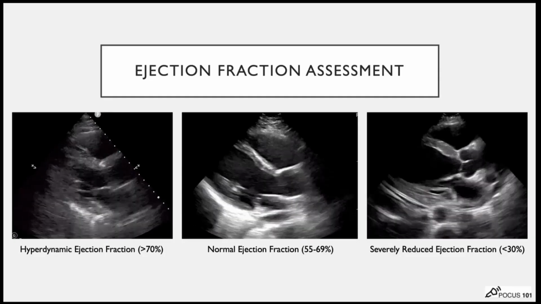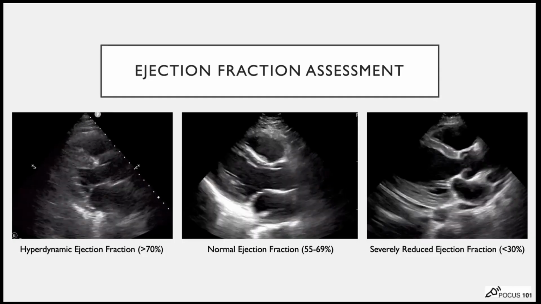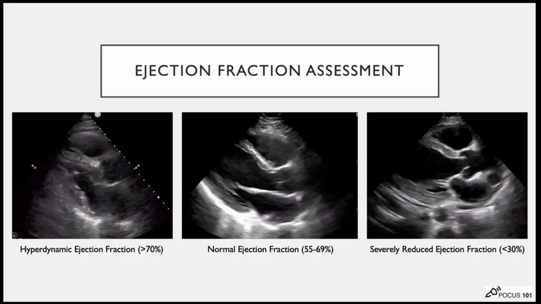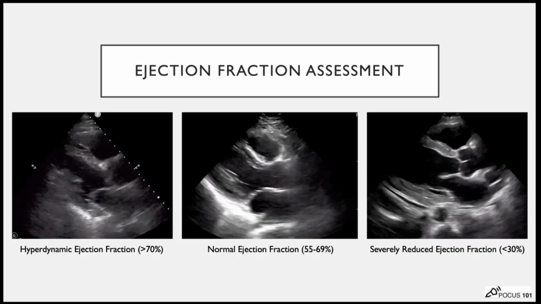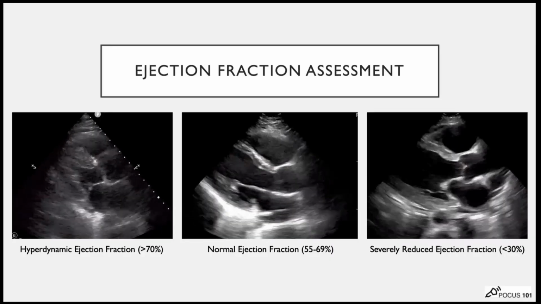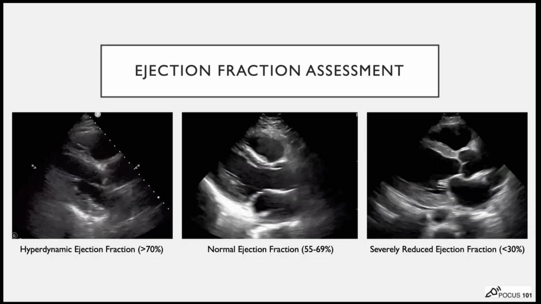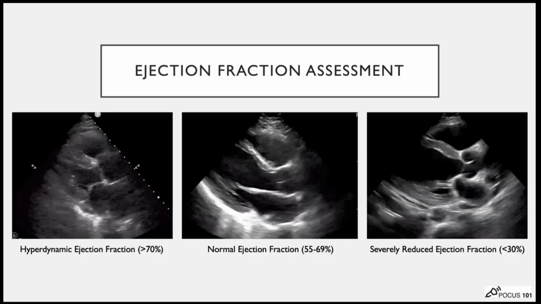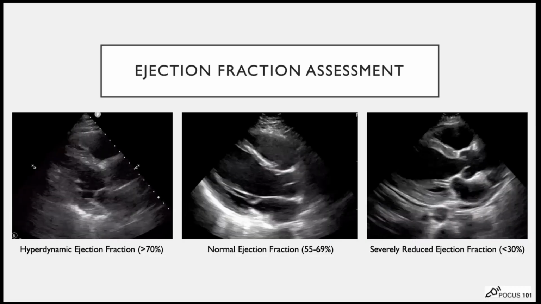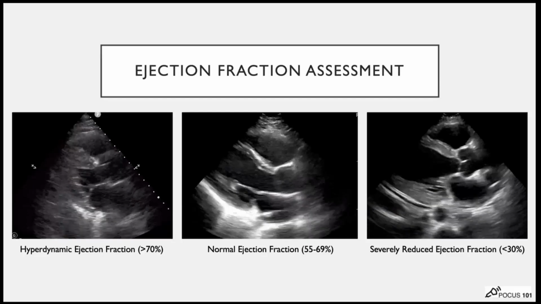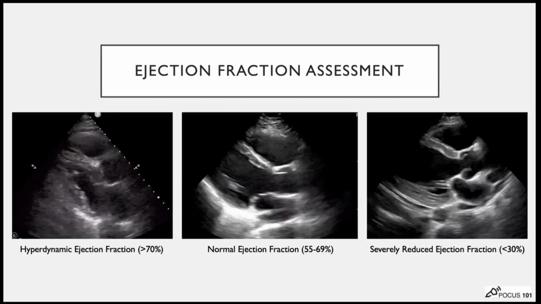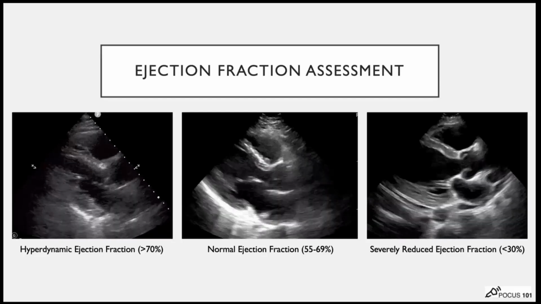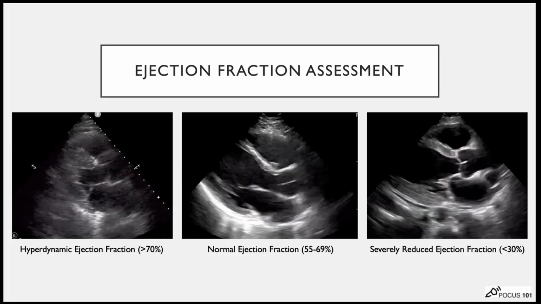You can assess for fractional shortening and the myocardial thickening. As you can see here on the example on the right, this is very abnormal. Myocardial thickening is less than 30% in this patient, and the fractional shortening is less than 15%, indicating a severely reduced ejection fraction.